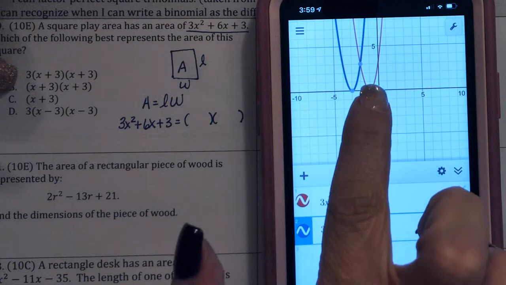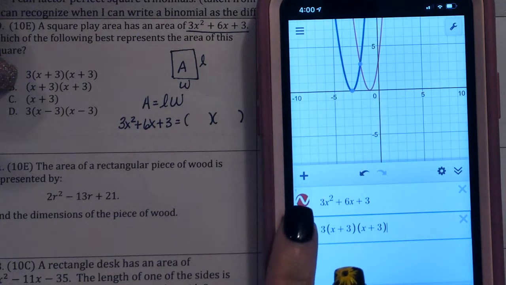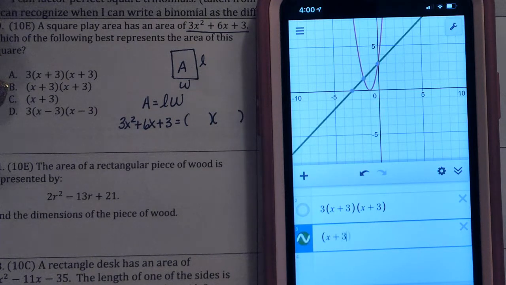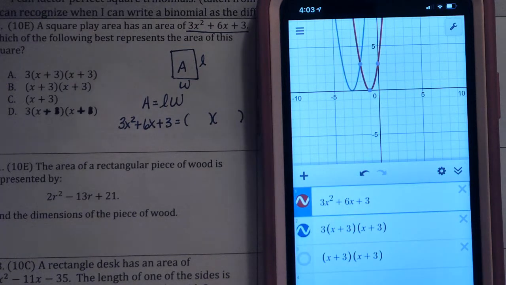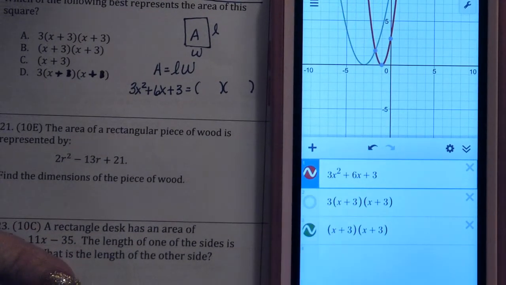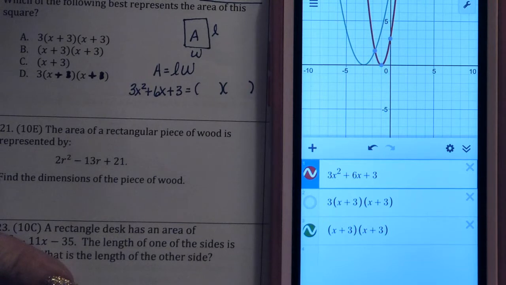Oh, so they're not directly on top of each other. So I'm going to turn this one off by touching it, and I'm going to turn on another one. So x plus 3. All right, sorry, I had a moment there. Yeah, so that one's not right, so let's turn this one off and that one back on. So yeah, it still doesn't match my red one up there at the beginning. So let me turn that one off.